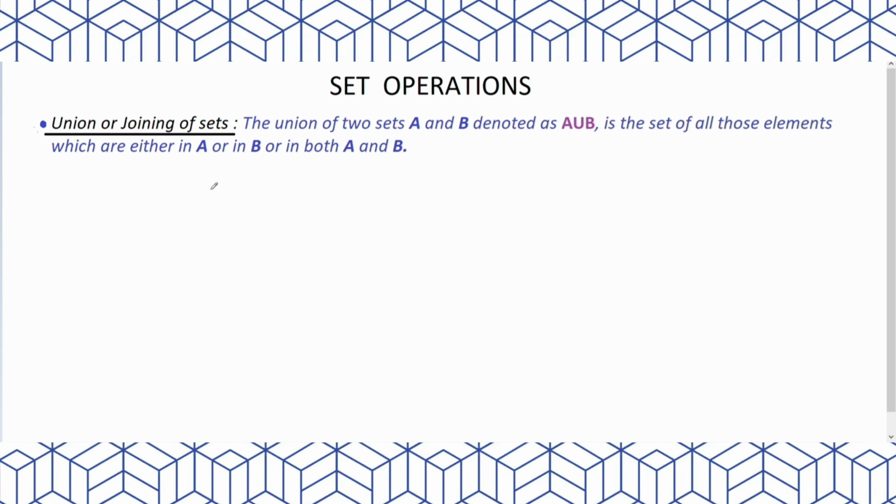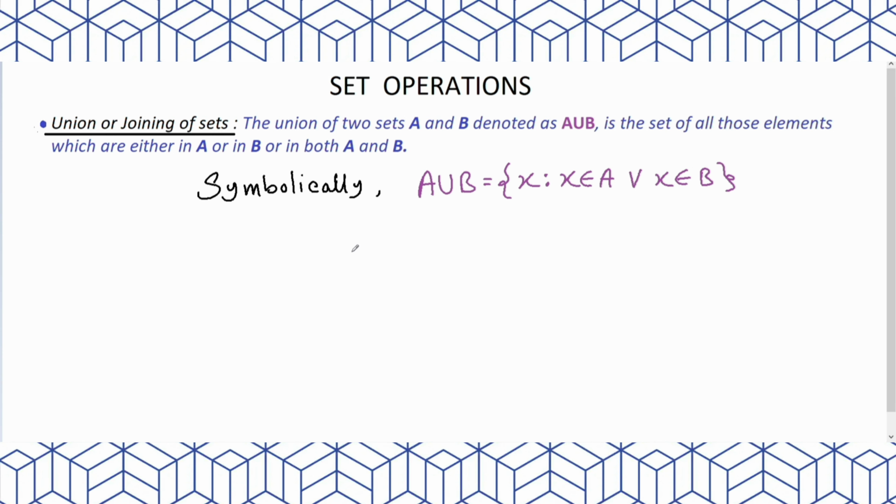The union of two sets A and B is the set of those elements which are either in A or in B or in both A and B. So we can write A union B in the set builder form x such that x belongs to A ∨ x belongs to B. This ∨ is the symbol of OR learned in the previous video. In simple words, it can be said that each element denoted by x that belongs to A union B implies that they are the element of either A or B.